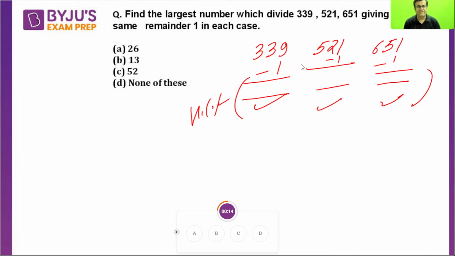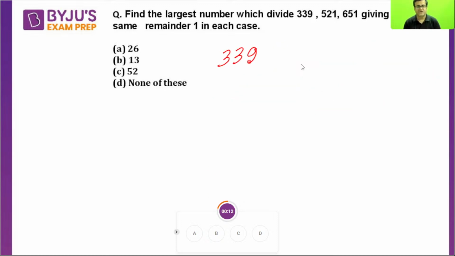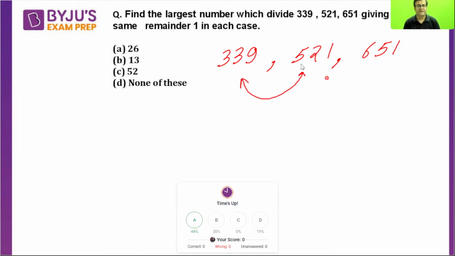I'm going to give you a better method than that. Whenever there is a number you are supposed to find which divides 339, 521, 651, giving the same remainder in each case, whether 1, 2, 3 is given or not, then what will you do? Find the difference between these two. Tell me, what will be the value?